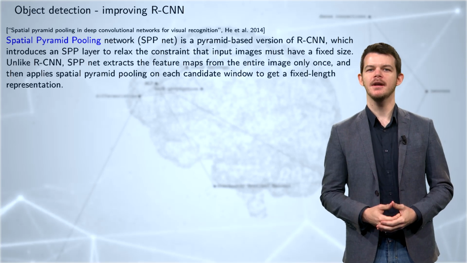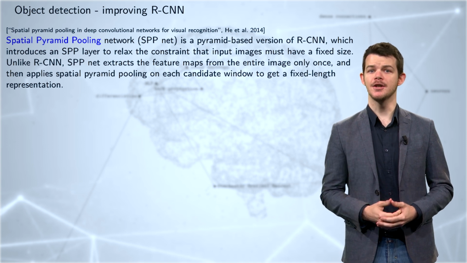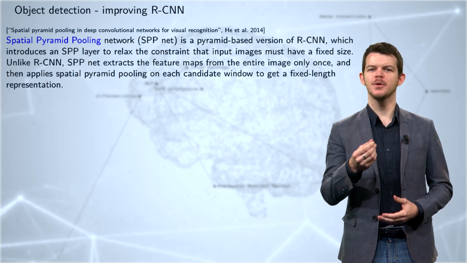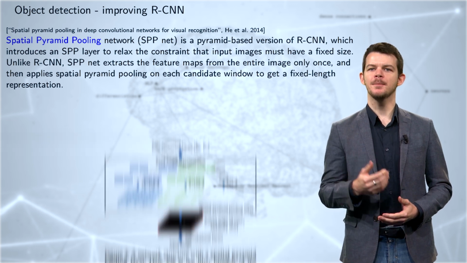Spatial pyramid pooling allows you to take as input images of different sizes and to output a fixed size representation. This is very useful to deal with images of different sizes. Let us look at the picture.